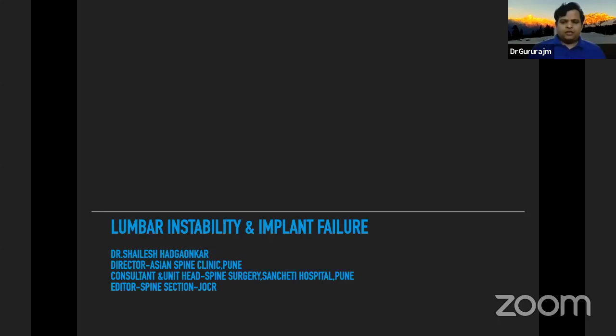Only comment is, I would have used a cement augmented screw at the top. If you see, the screws are backing out and cutting through at the top. Yes, I agree. From that case onward, I have started doing a cemented screw at the top level and additionally a vertebroplasty one level above. That would have been an excellent presentation, Neeraj.